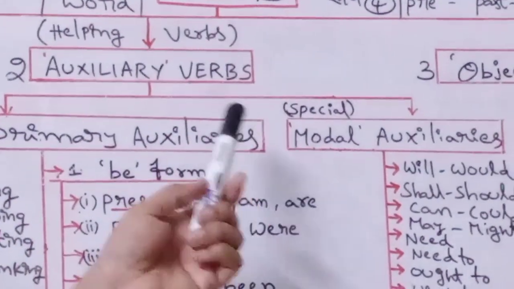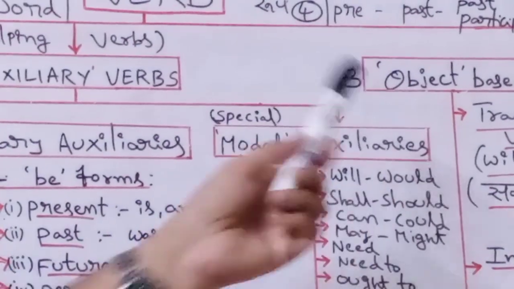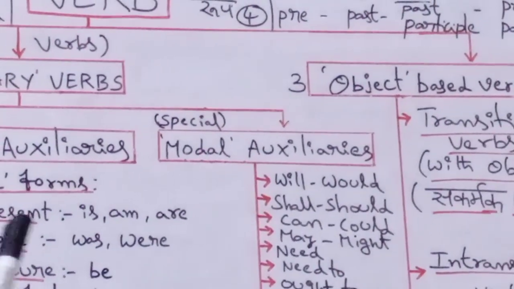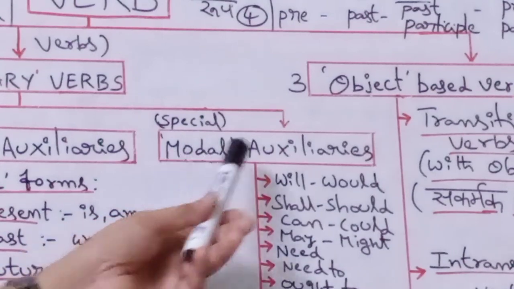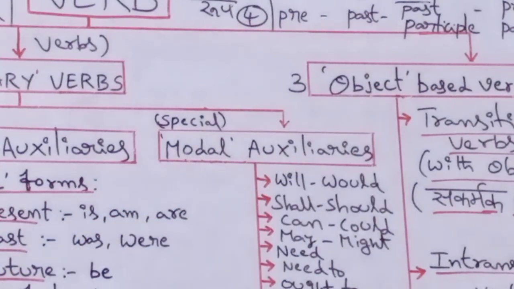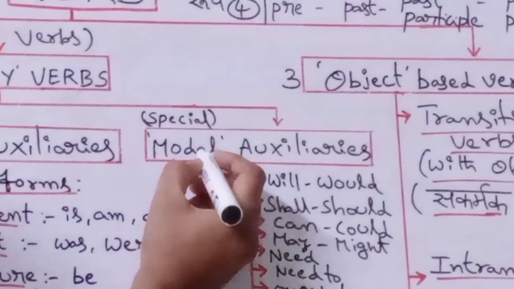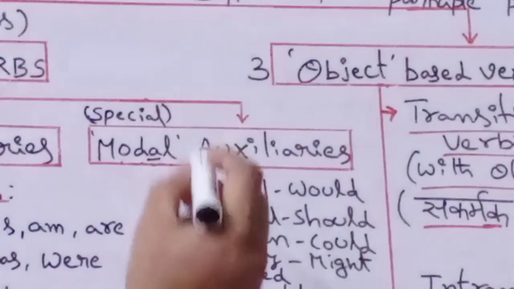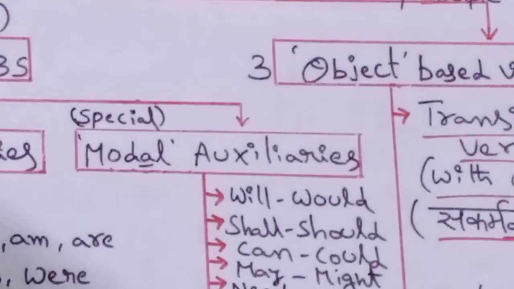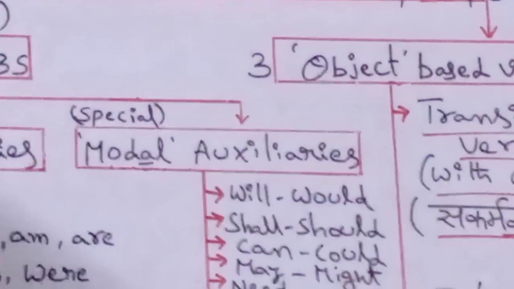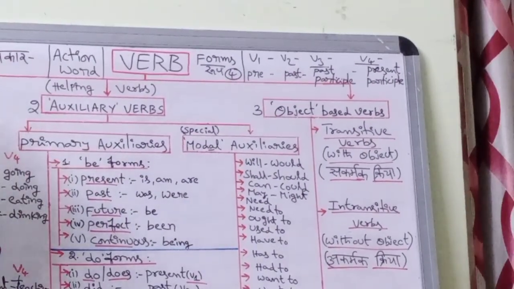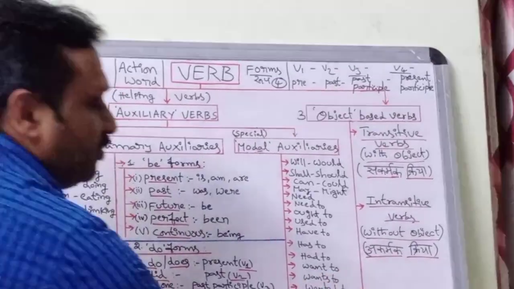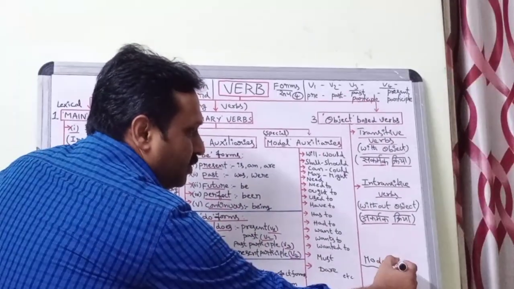And the second type of auxiliary verbs are modal auxiliary verbs. Dear friends, if you look at the board carefully, the spelling of modal is M-O-D-A-L. Generally, all of us might have heard, might have seen, might have learned the spelling of modal like this since our childhood: M-O-D-E-L, model. So what is the meaning of this modal?